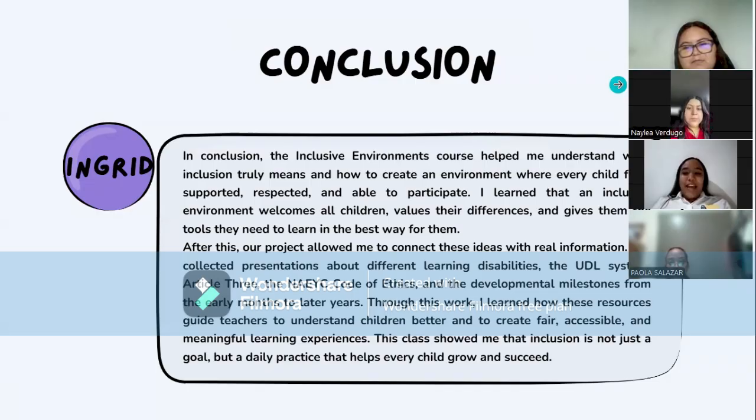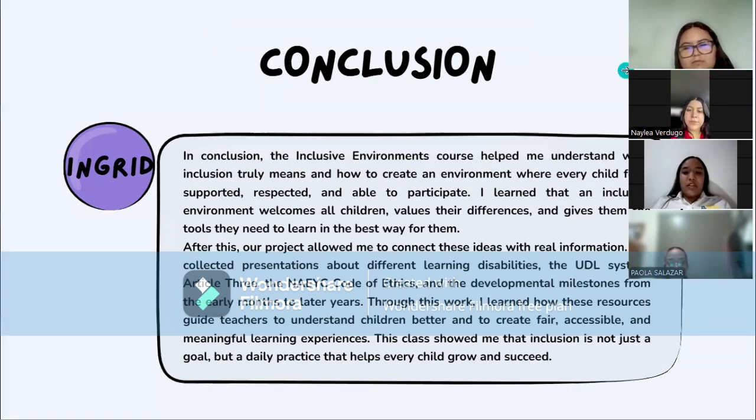Throughout this work, I learned how these resources guide teachers to understand children better and to create fair, accessible, and meaningful learning experiences. Class showed me that education is not just a wall, but a daily practice that helps every child grow and succeed.